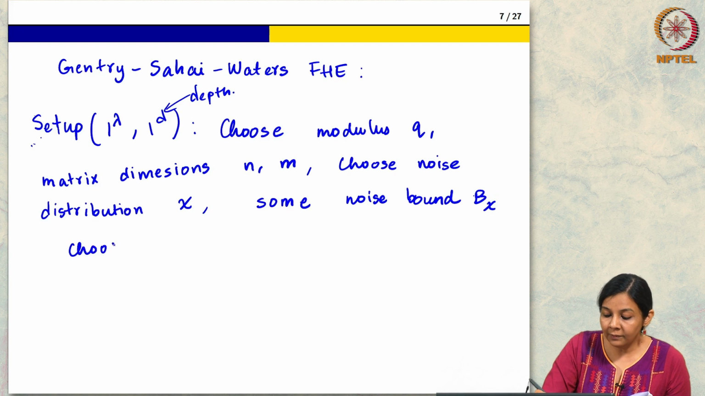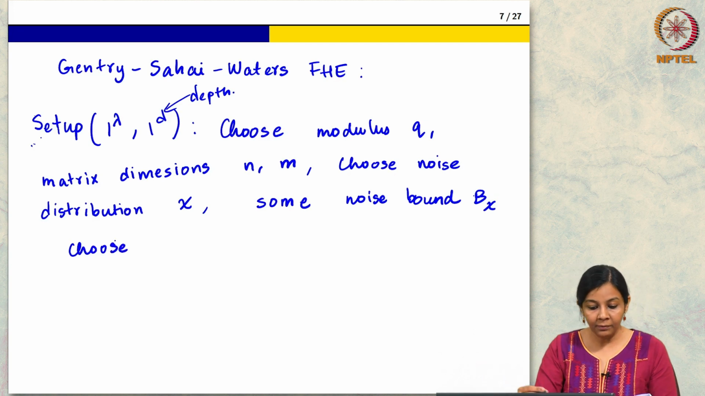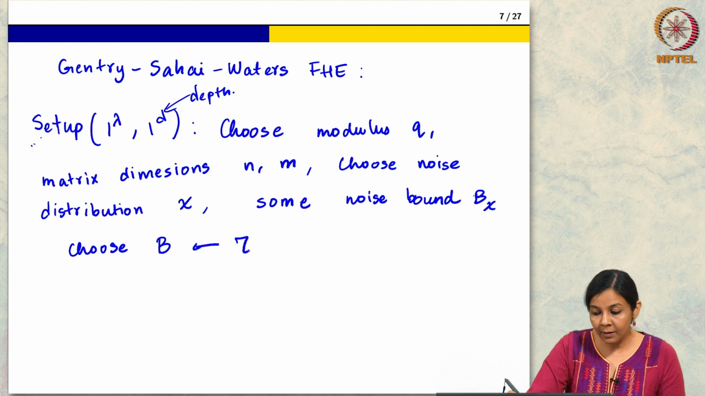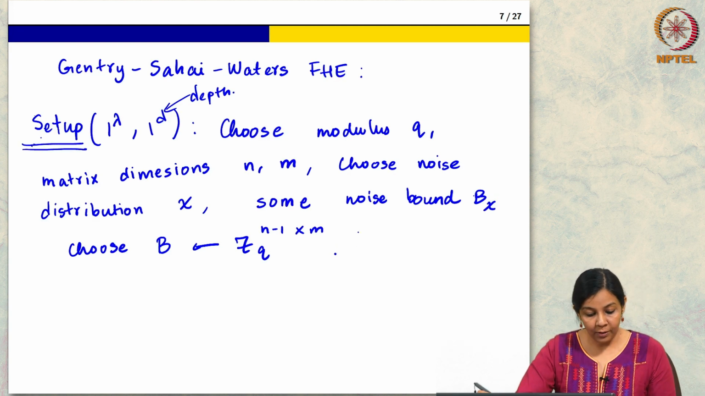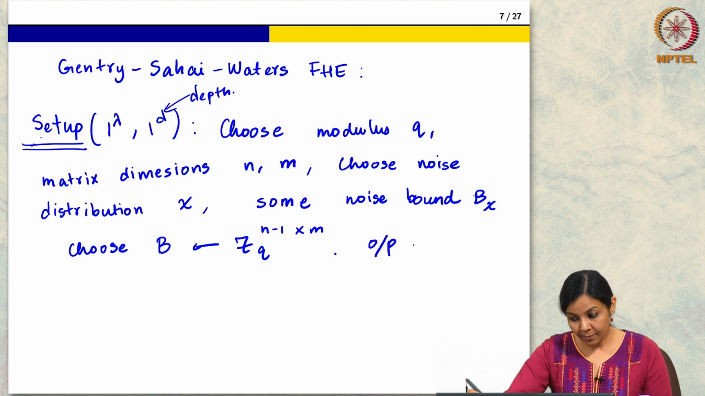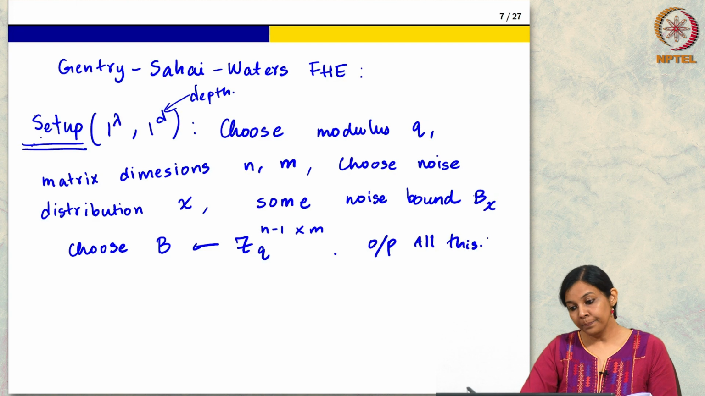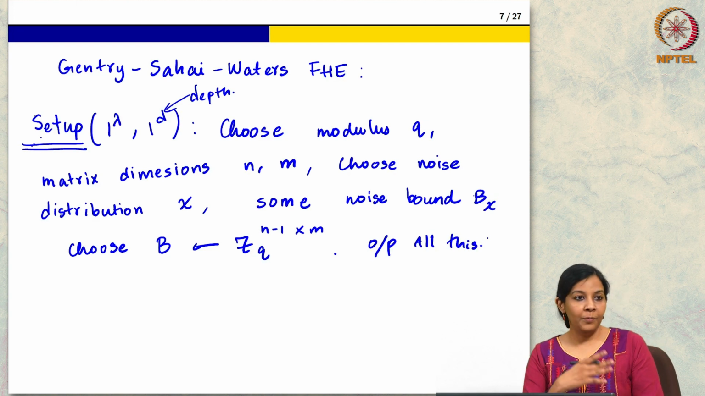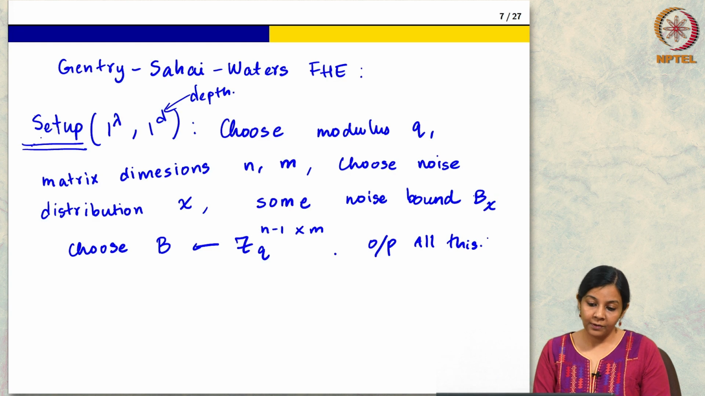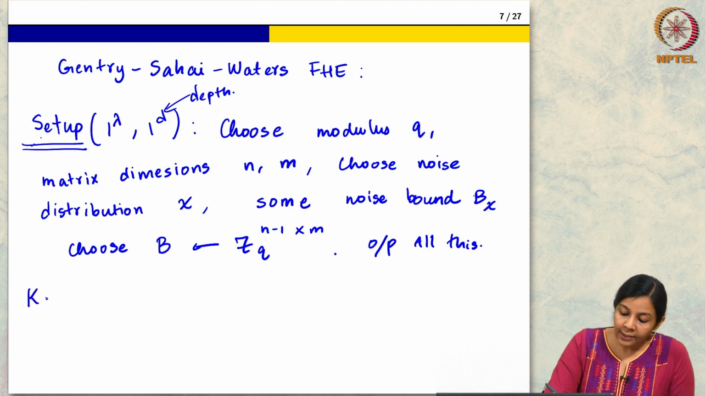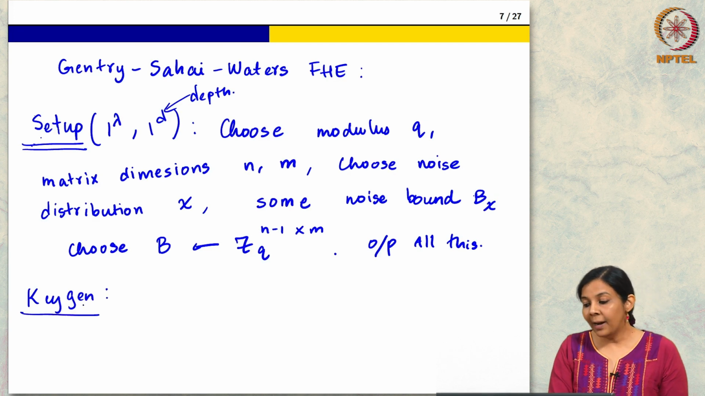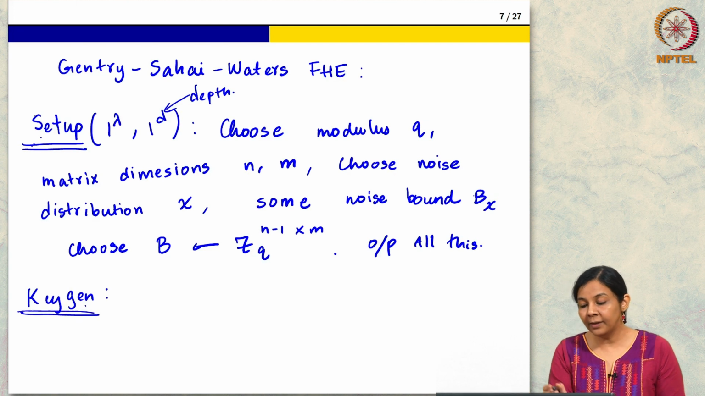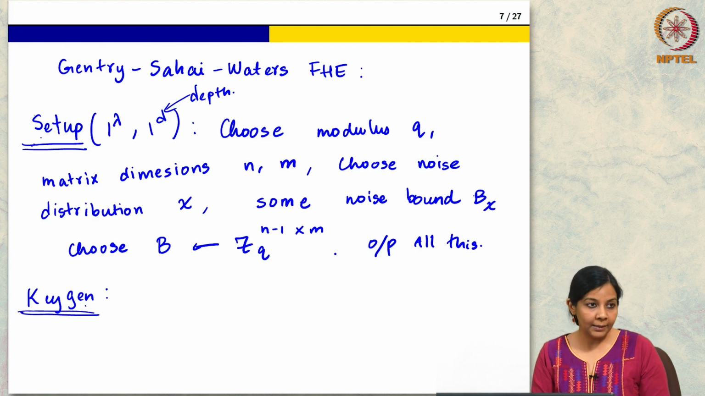Okay. So, what this will do is that it will sample all these parameters and then it will choose a matrix B from Z_Q^{(n-1) x m}, okay, and it will output all this. So, this is just like setting up the basic parameters in the scheme. This is our setup. Now, we will actually choose the public and the private key. Okay. So, key generation. By the way, these parameters I will assume are implicitly input to all the algorithms, I will not keep writing it down.